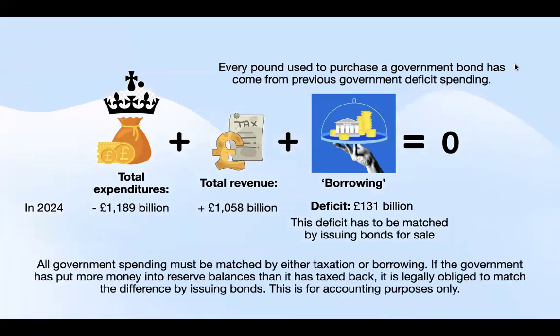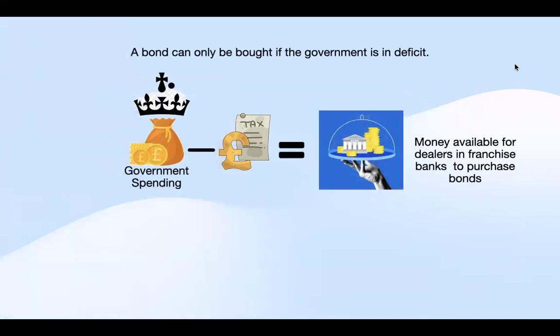If the government has put money into reserve balances and then taxed it back, it is legally obliged to match the difference by issuing bonds. That legal obligation is a self-imposed one, done for accounting purposes only. So a bond can only be bought if the government is in deficit. Government spending minus tax equals the deficit, which is the money available for dealers in franchise banks to purchase bonds.